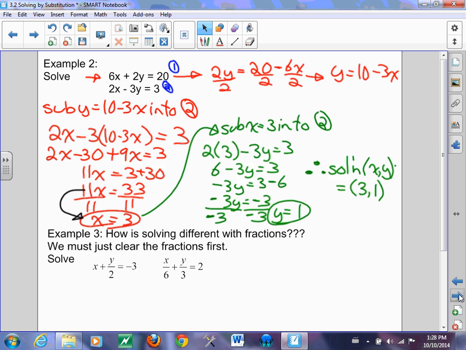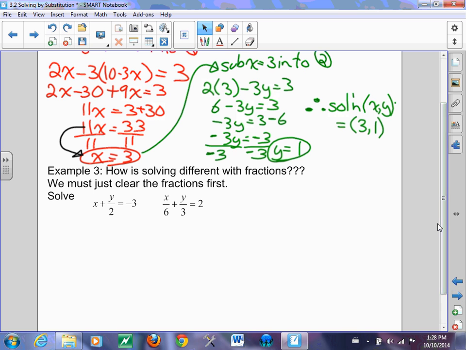All right, getting a little harder here, folks. It says, how is solving different with fractions? Oh, it looks scary, but all we need to do is remember we just got to clear the fractions first, just like you did in grade 9. Okay, it's equation 1 and equation 2. You might want a different color just to help you with this. So for this example 3, notice for the first equation we've got a denominator of 2. We want to eliminate it, so we're going to do the opposite of divide, which is multiply. You're going to multiply every term by 2.